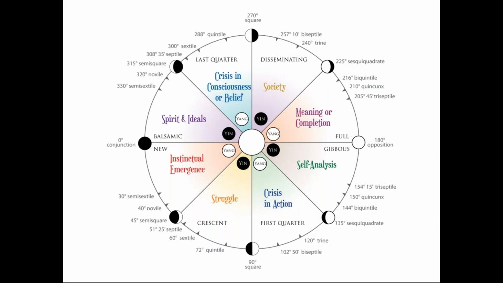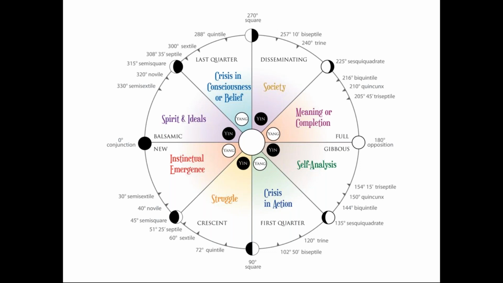So here we are one more time with the generic slide of the 8 phases. And what we're going to look at today is the Gibbous phase. Its keyword is self-analysis. It is a yin phase, which means energy is moving back to the center. It starts at 135 degrees with the sesquisquadrate, which is the square and a half, and it goes through the biquintile, the quincunx, the triseptile to 180 degrees. So Gibbous goes from 135 to 180. That's what we're going to look at.